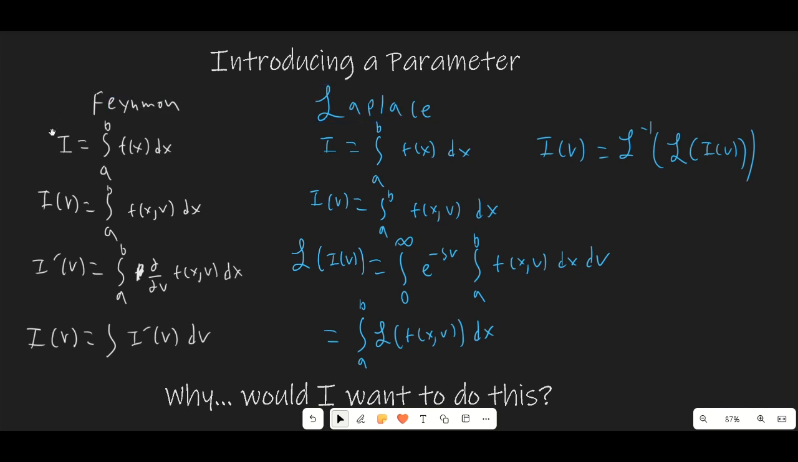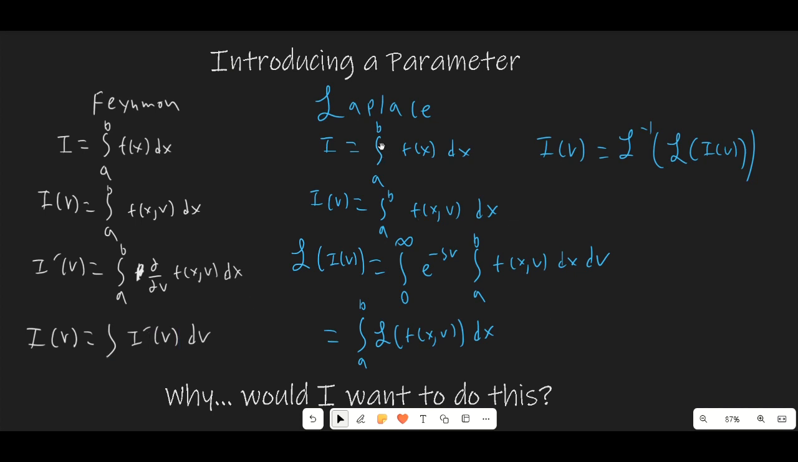With Feynman integration, we start with some integral I, which is the integral from a to b of f of x dx. Then we introduce a parameter v, and we write this function I of v, which is equal to the integral from a to b of f of x and v. If we plug in a certain value of v, we get the original f of x from before. Then we differentiate with respect to v, and we end up with the partial derivative with respect to v inside the integral. This makes our integral easier to solve, and so we're able to evaluate it. Then we get our original I of v function back just by integrating I prime of v.